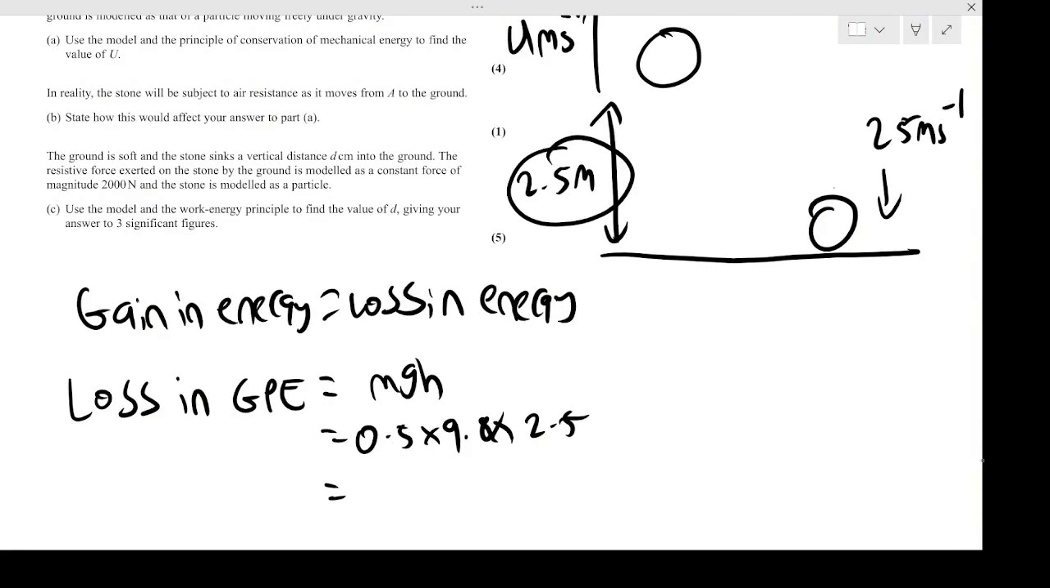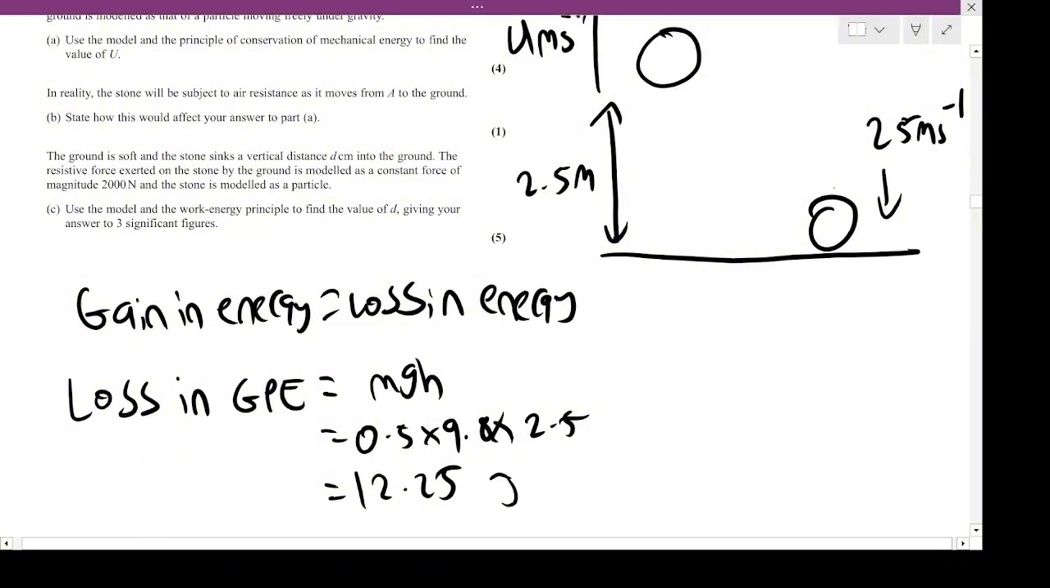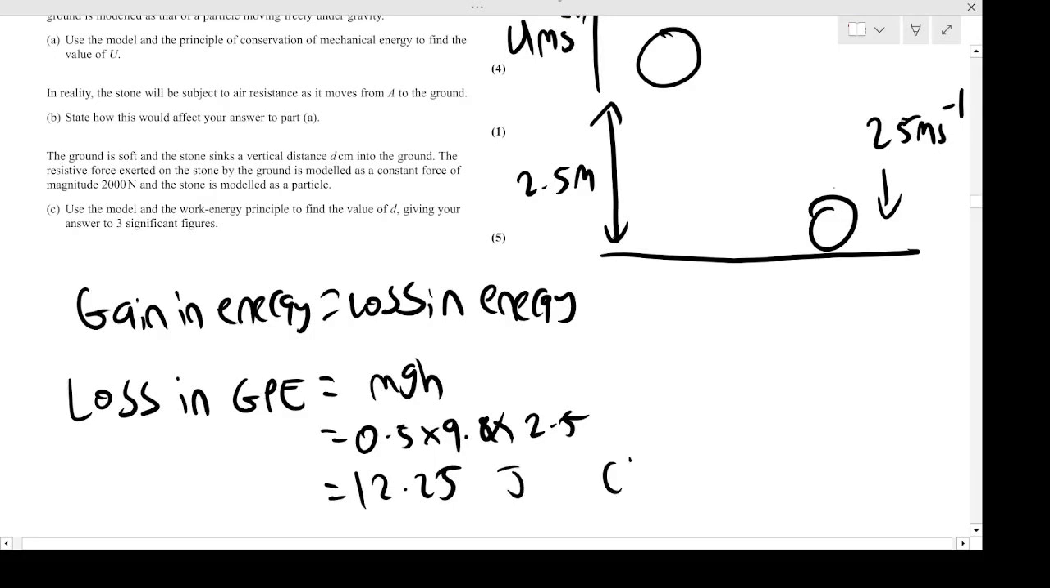that's 12.25. Now we don't need to worry about the sign. It would be a negative because we are losing it, but we already specified it's a loss, so we don't need to care about the sign. We know that the loss in energy is simply 12.25 joules. Now, the change in GPE would be negative.